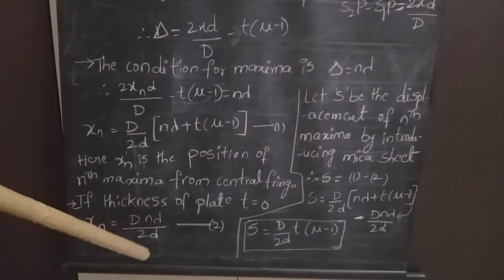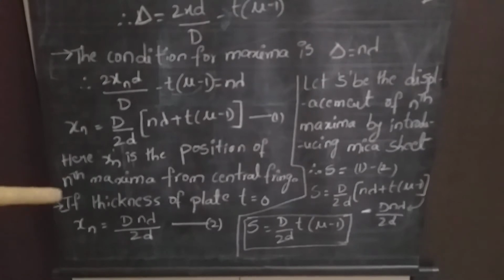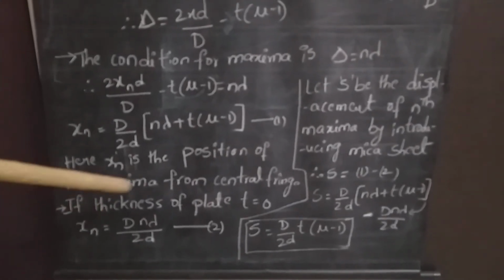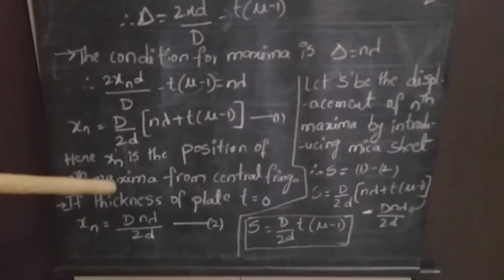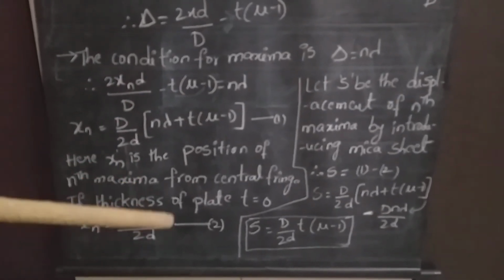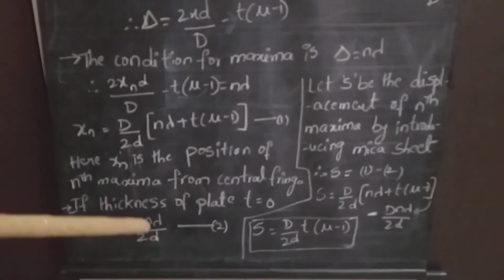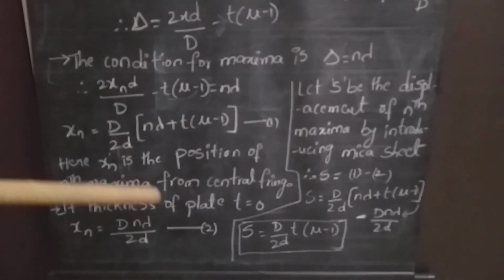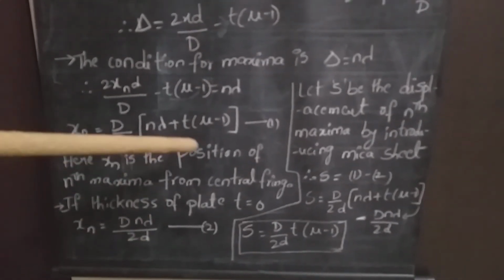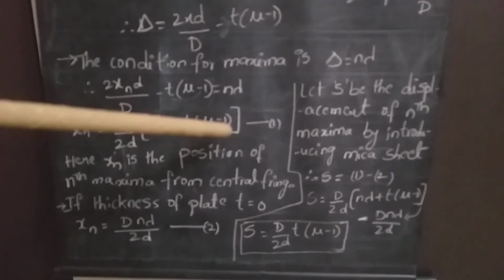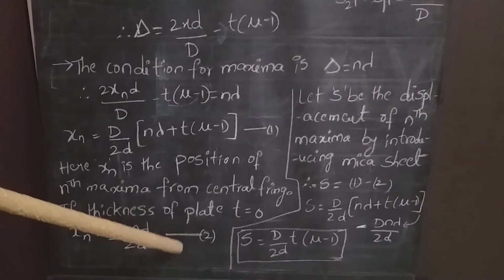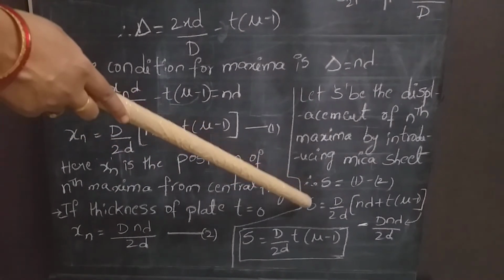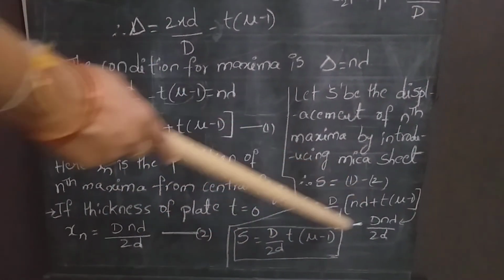Now, due to introducing the mica sheet, shifting of fringes is going to take place. Now we will find how much shift takes place between the fringes before introducing the mica sheet and after introducing the mica sheet. To find that value, we need to take the help of these two equations. You just subtract equation 2 from equation 1. Then we have such a formula.